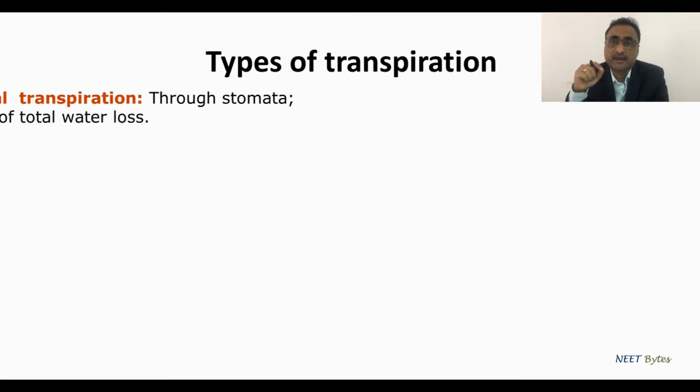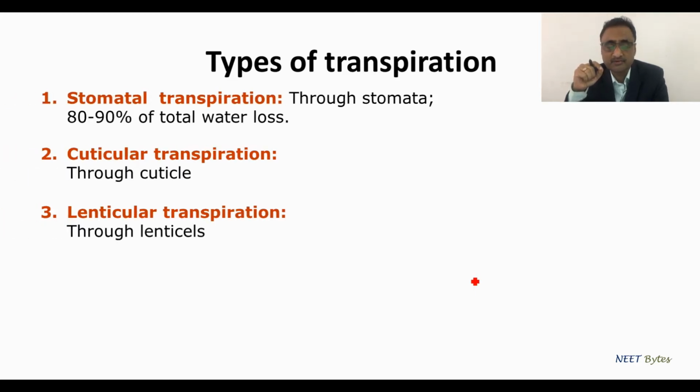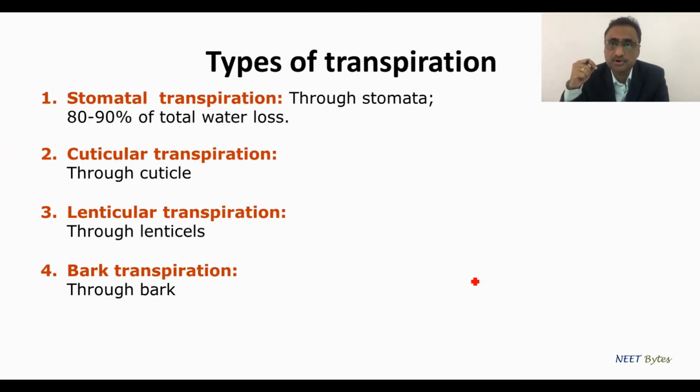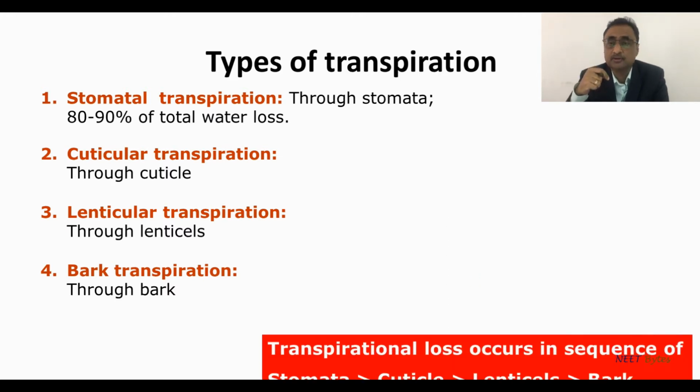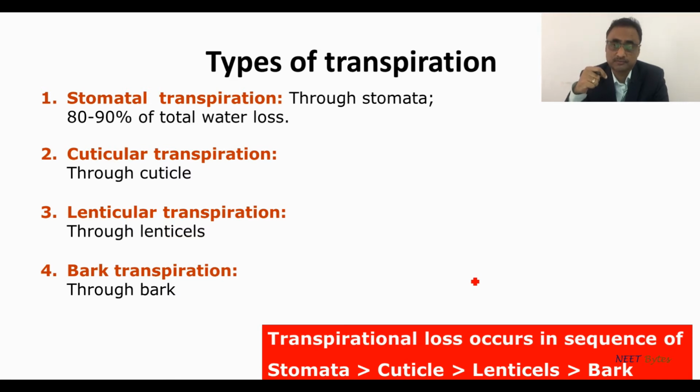Now let's talk about the types of transpiration. Four types have been recognized, what we call stomatal transpiration, cuticular transpiration, lenticular transpiration and bark transpiration, okay? So out of these four, the maximum transpiration is going to occur from stomata only. And this is followed by cuticular, lenticular and the bark transpiration, right? So that is the sequence in which the plants participate in the function of transpiration.